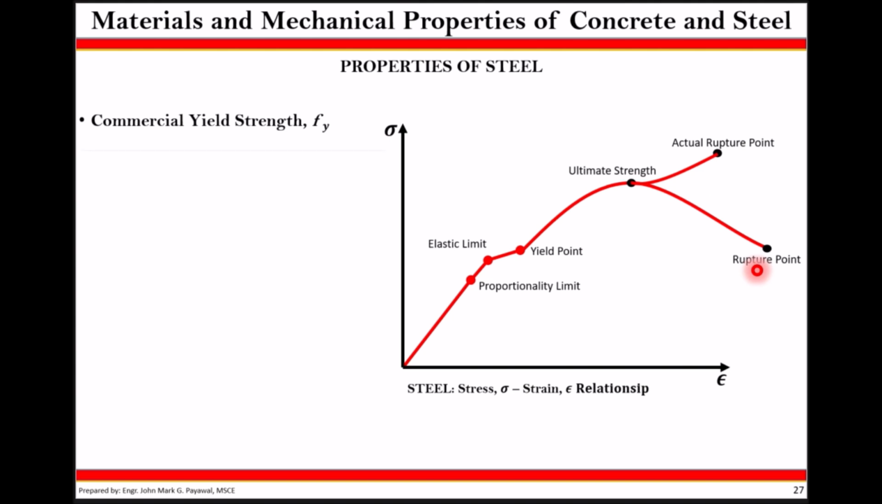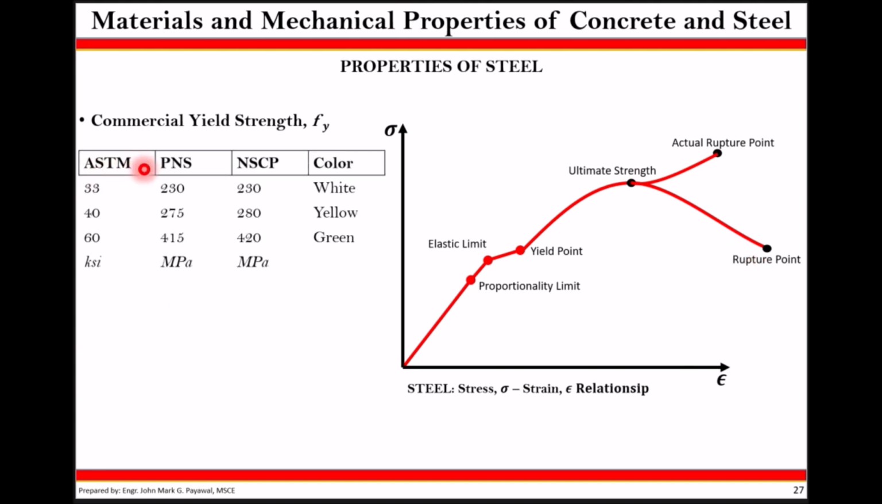Common or commercial yield strengths are as follows. It could be in ASTM, in Philippine National Standard, PNS, or in NSCP, or it could be color-coded. Depending on ASTM, 33, 40, 60 multiplied by 6.895, you would reach 230, 280, and 420. PNS is almost similar with a slight adjustment. So all you have to do is be familiar with how they are termed. Sometimes we also use color coding to label them faster. White is for 33, 230. Yellow is 40, 275, 280. And green is for 60, 415, and 420.